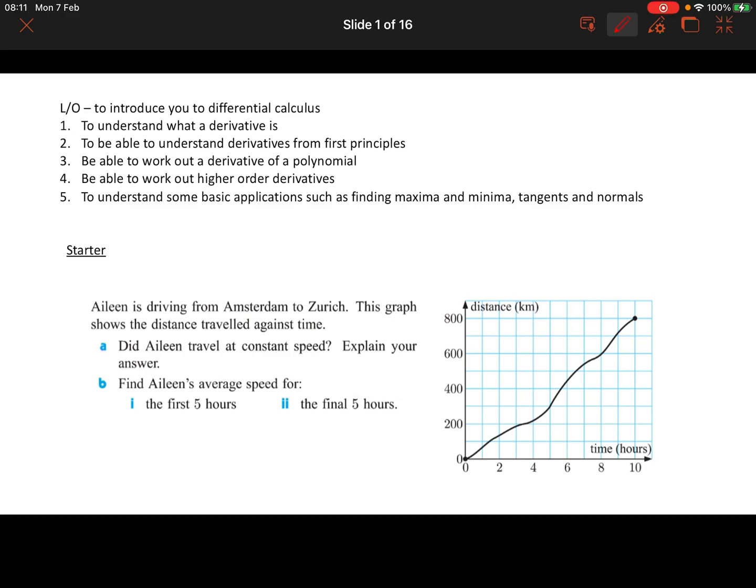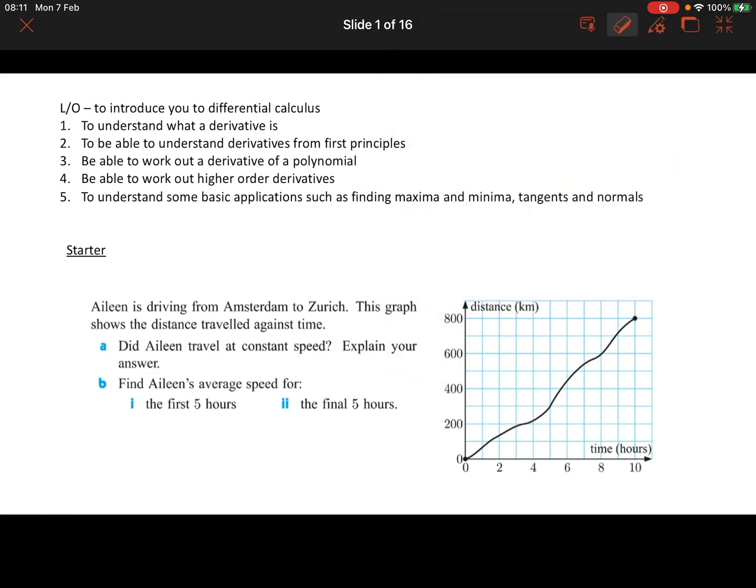Well, no. Obviously not, because it's a curve, it's not a straight line. If you want to represent a constant speed, then you would have a straight line. Hopefully you understand that the shallower the gradient, so let's say pick a point here where the gradient is quite shallow, the slower Eileen is going. Say here the gradient is higher, so she's going faster at that point.